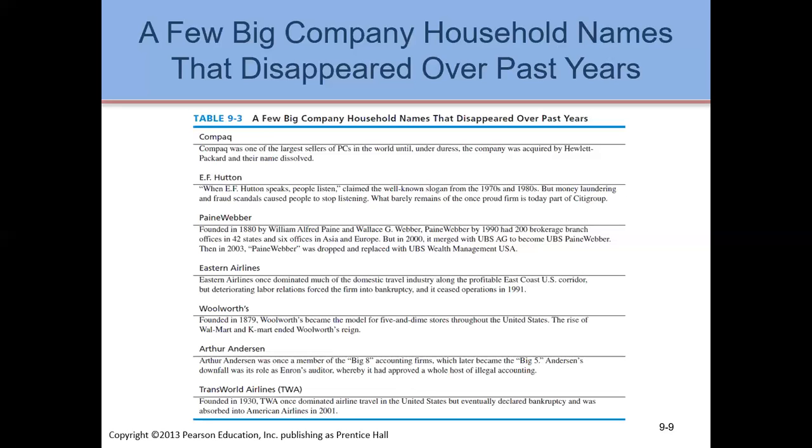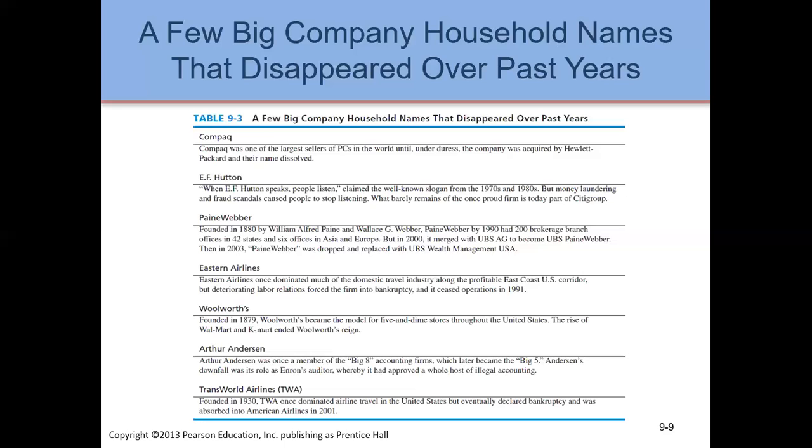And obviously that happened with PaineWebber, founded in 1880 by William Paine and his colleagues, and by 1990 had 200 brokerage branch offices in 42 states and 6 offices in Asia and Europe. But in 2000, it merged with UBS AG to become UBS PaineWebber. Then in 2003, PaineWebber was dropped and replaced with UBS Wealth Management USA.